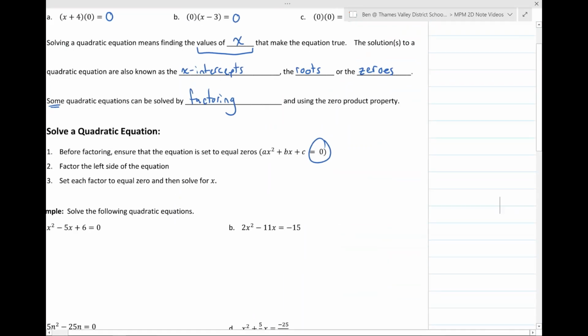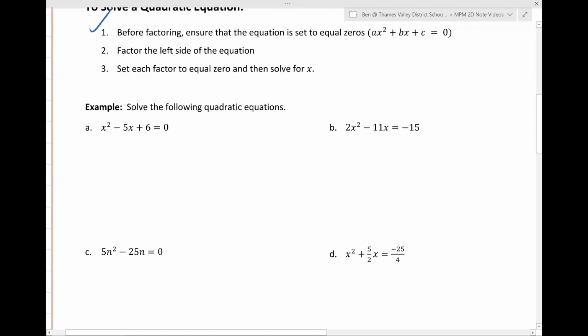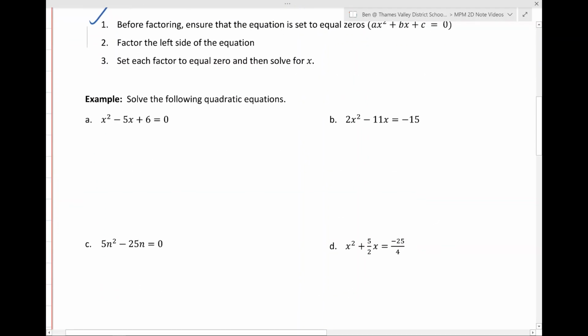So first we'll start off with example 1a. We need to make sure that the equation is set equal to 0. Do we have that? Yes. One side equals 0 right now, so that's all finished for us. Then we need to factor the left side of this equation, using the factoring skills that we learned already. In this case, we need to multiply to 6 and add to -5.